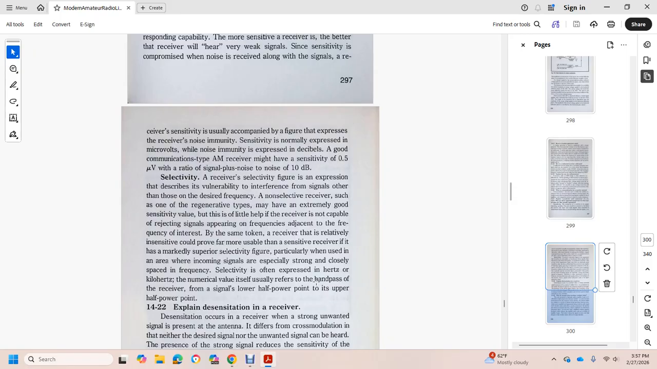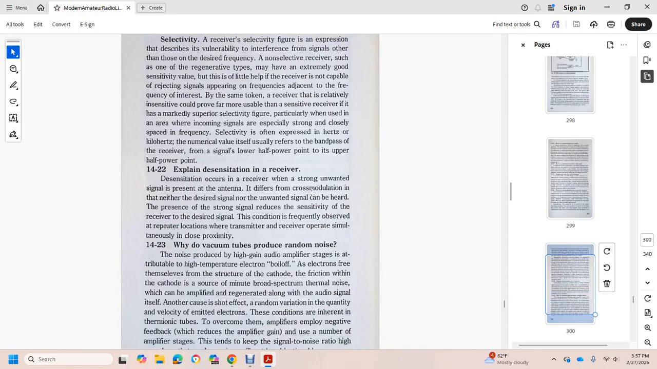Selectivity is closely related to the spacing of the frequencies selected, and is often expressed in hertz or kilohertz. The numerical value itself refers to the bandpass of the receiver, from the single lower half power point to the upper half power point.